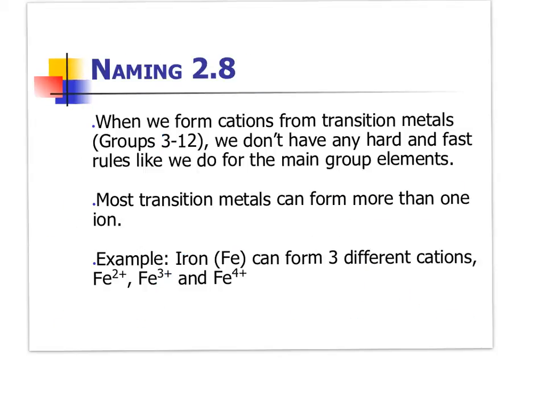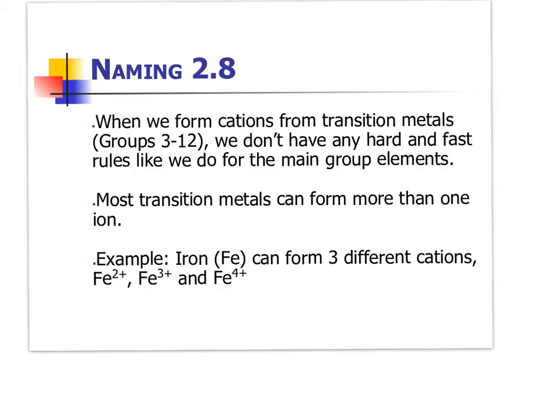Now, what about those that don't form just one cation, such as carbon or any of the transition metals in groups 3 through 12? There's not really a hard and fast way for doing that. So we have to figure out some other methodology to do this. Most of them can form more than one. This is a way for scientists to indicate which one we're talking about without having a lot of confusion through any of the translation.